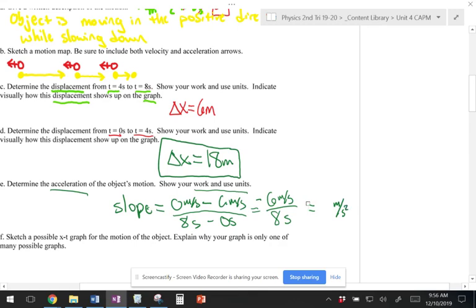And then number wise, 6/8 is 3/4. So this is negative 0.75 meters per second squared. That's the acceleration. Okay.